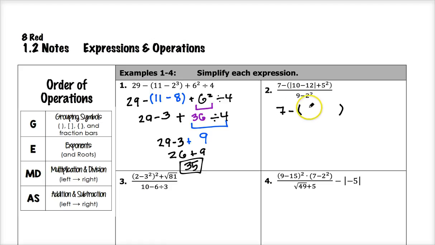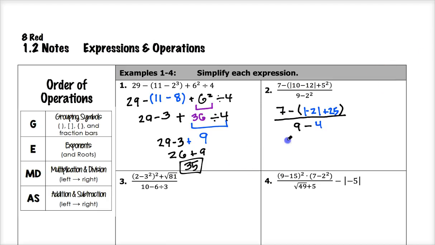We have 10 minus 12, so that's going to give us negative 2 inside absolute value bars, plus 5 squared. Well, 5 squared is 25. I can go ahead and simplify that exponent too, since again it doesn't affect what's over here in my absolute value. And that's all divided by my denominator. I have 9 minus 2 squared. Well, 2 squared is 4, so we'll go ahead and make that 9 minus 4.